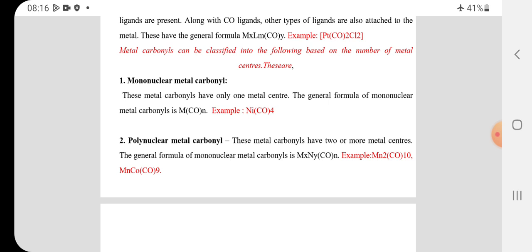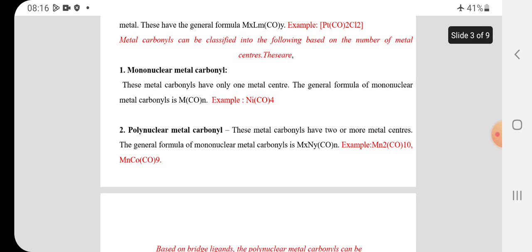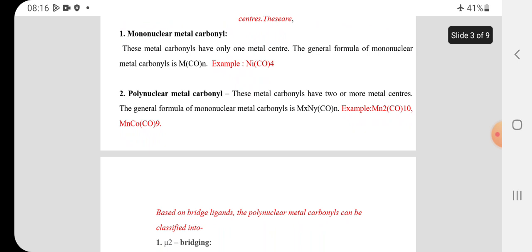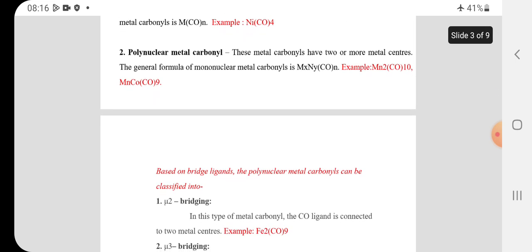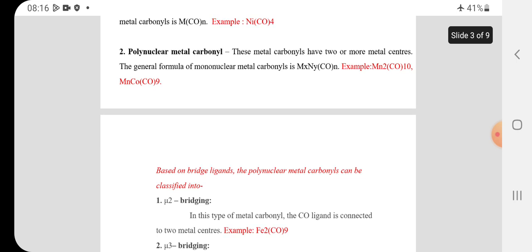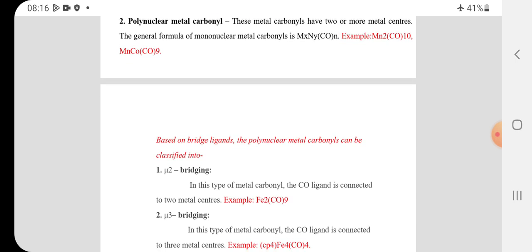Polynuclear metal carbonyls have two or more metal centers. The general molecular formula is MxNy(CO)n. For example, Mn2(CO)10. Another example, MnCo(CO)10, which has a manganese and cobalt metal bond. The remaining 9 carbonyl groups are attached to the metals.